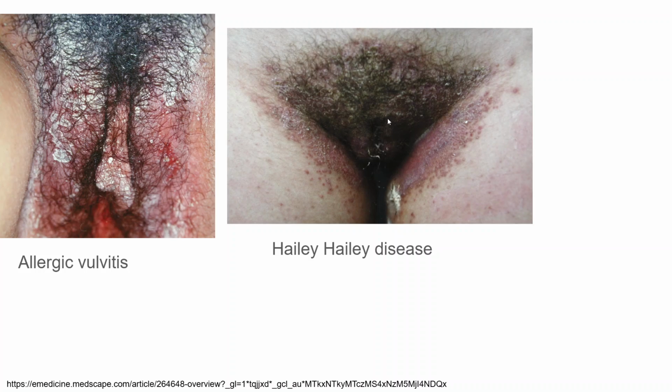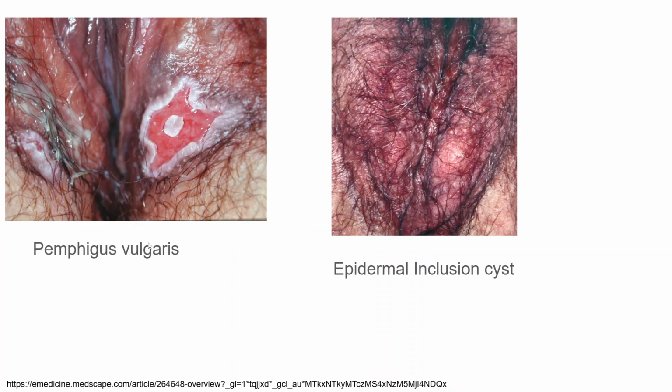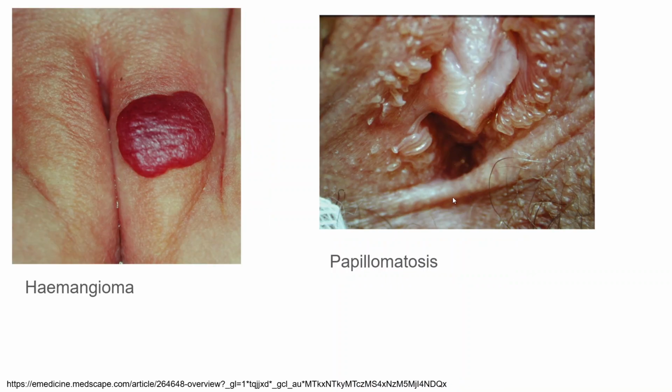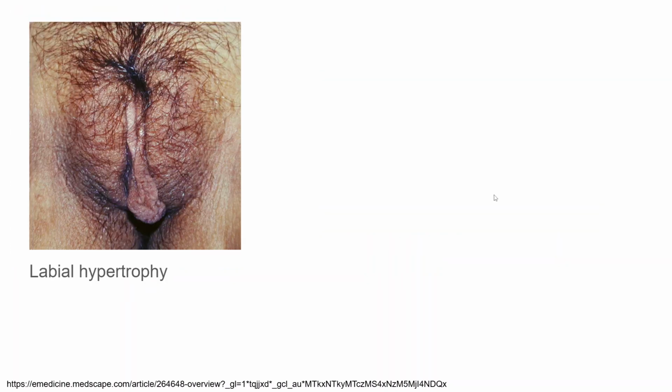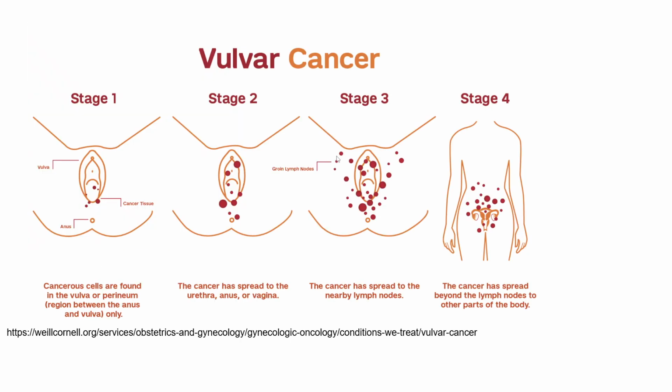And Hailey-Hailey disease is where there could be again something like a fungal infective pathology, where there could be eruptions over the area. Or pemphigus vulgaris also can present with superficial ulcers, or epidermal cysts which are superficial. They need to be differentiated from vulvar cancer. And hemangiomas or papillomas also have to be differentiated from vulvar cancer. Or labial hypertrophy also could be a presentation which may produce confusion with a vulvar mass. So they need to be differentiated by careful examination.